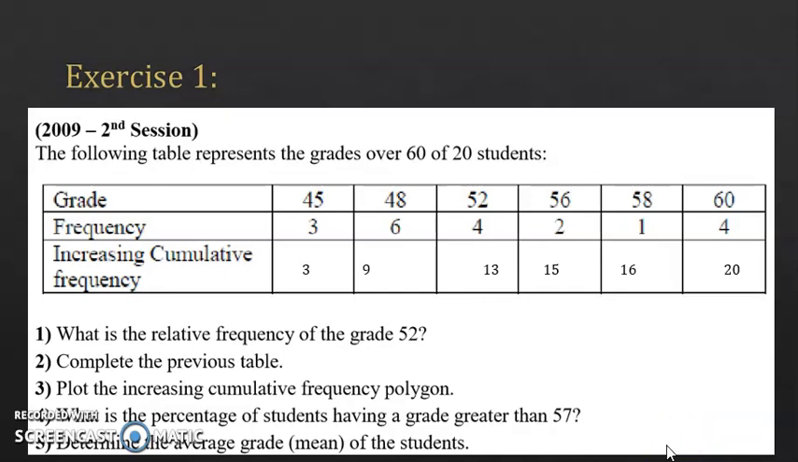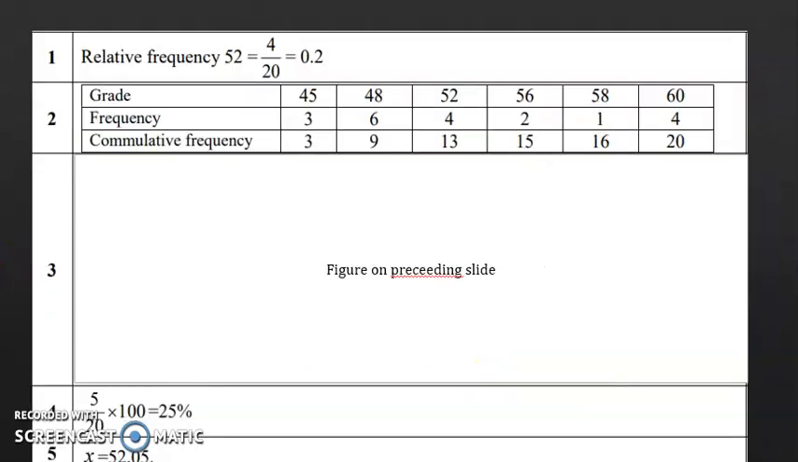Now, in order to calculate their percentage, it's 5 over 20 times 100, because 20 is the total, as I said. So you'll get 25%.